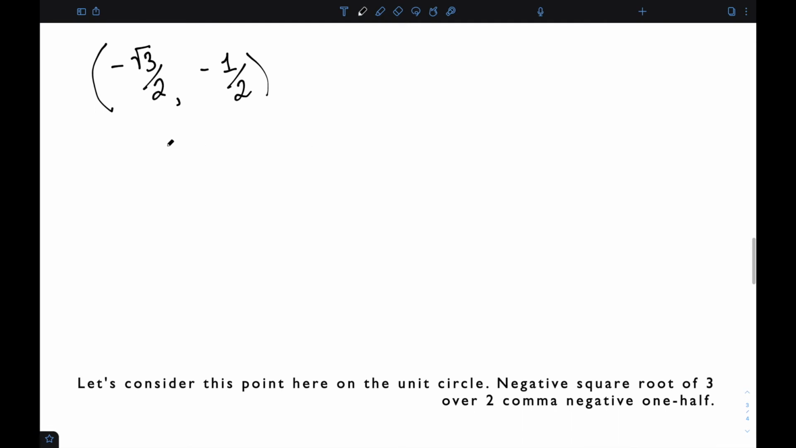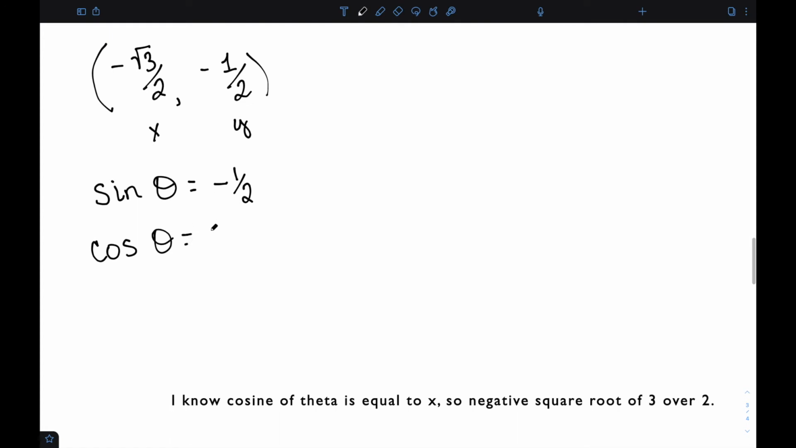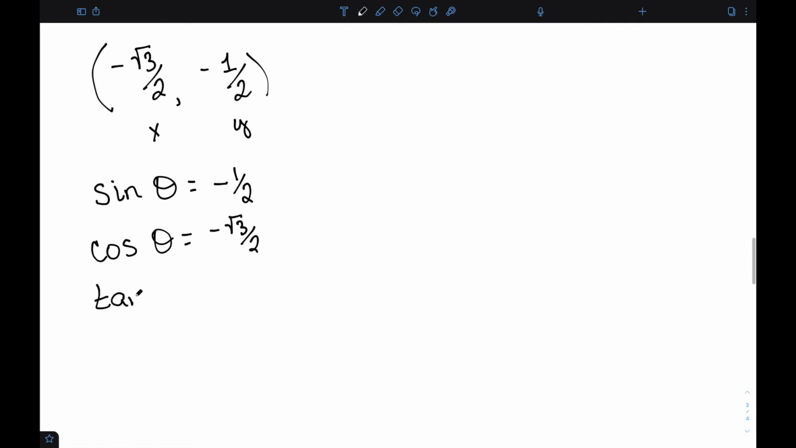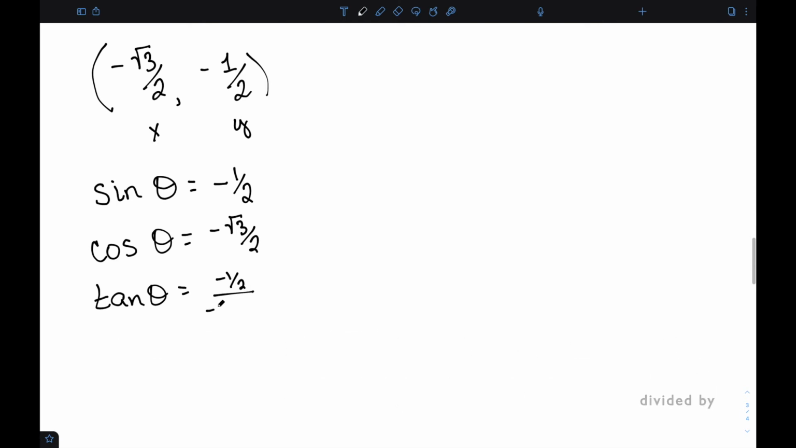So let's consider this point here on the unit circle, negative square root of 3 over 2, comma negative 1/2. This is x, and this is y. So I know that sine of the angle defined by this point is equal to y, which is negative 1/2. I know cosine of theta is equal to x, so negative square root of 3 over 2. And tangent of theta is y over x, so negative 1/2 divided by negative square root of 3 over 2.